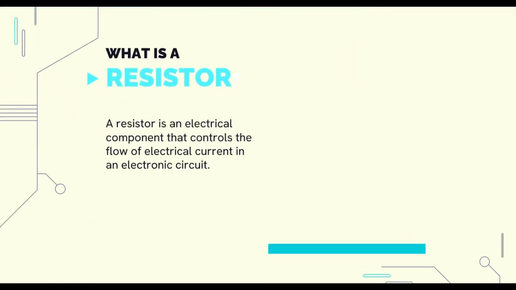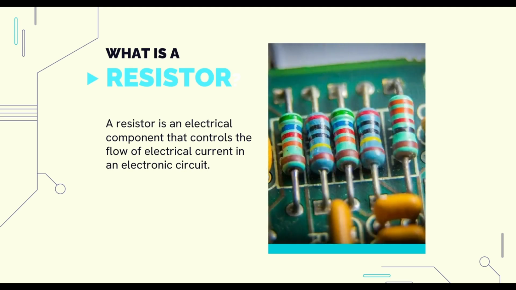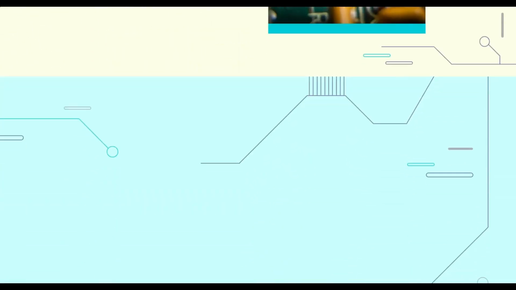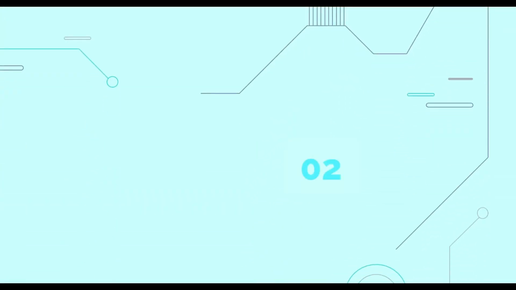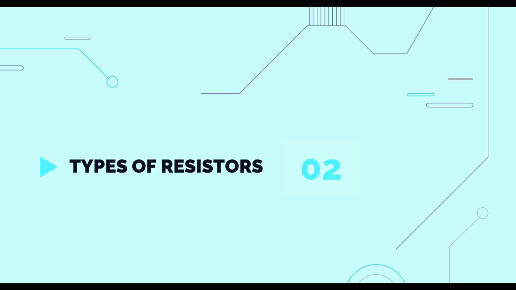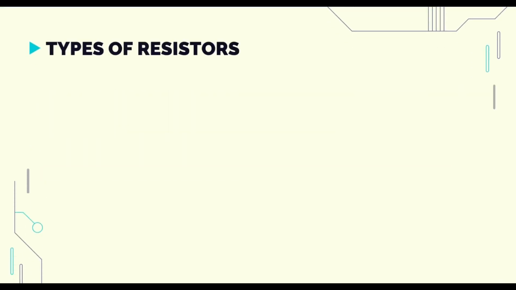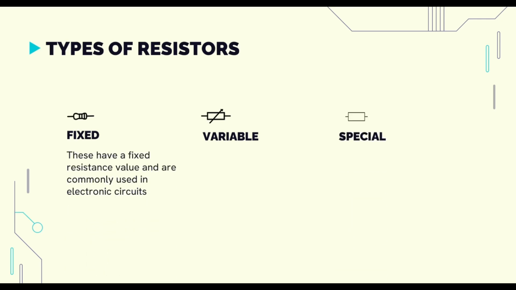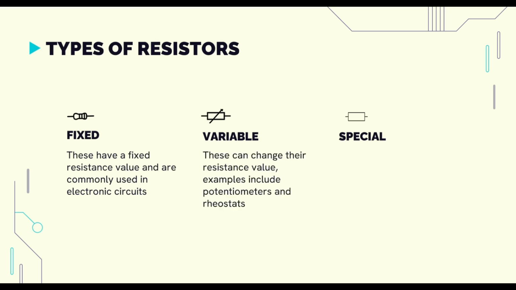Resistors are fundamental components that control the flow of electrical current in various electronic devices and circuits. Resistors can be grouped depending on their material, construction, or purpose. The main types of resistors are fixed resistors, variable resistors, and special resistors. Fixed resistors have a constant or fixed resistance value and are commonly used in electronic circuits.